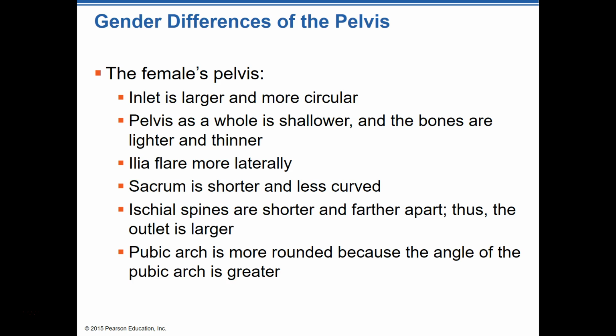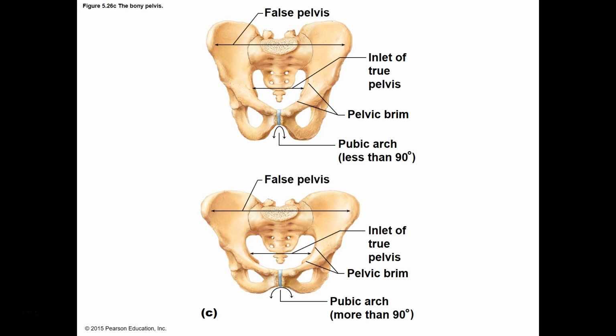A little larger inlet, more circular. All of this is for childbirth. The whole purpose of the way that the female pelvis is designed is for childbirth. It's not so medical examiners can determine whether a skeleton is male or female. Nope, it's all about childbirth. It's form follows function, and the purpose of it is to allow for easier childbirth. And that's why it's shaped the way that it is. You can see the difference in the two.